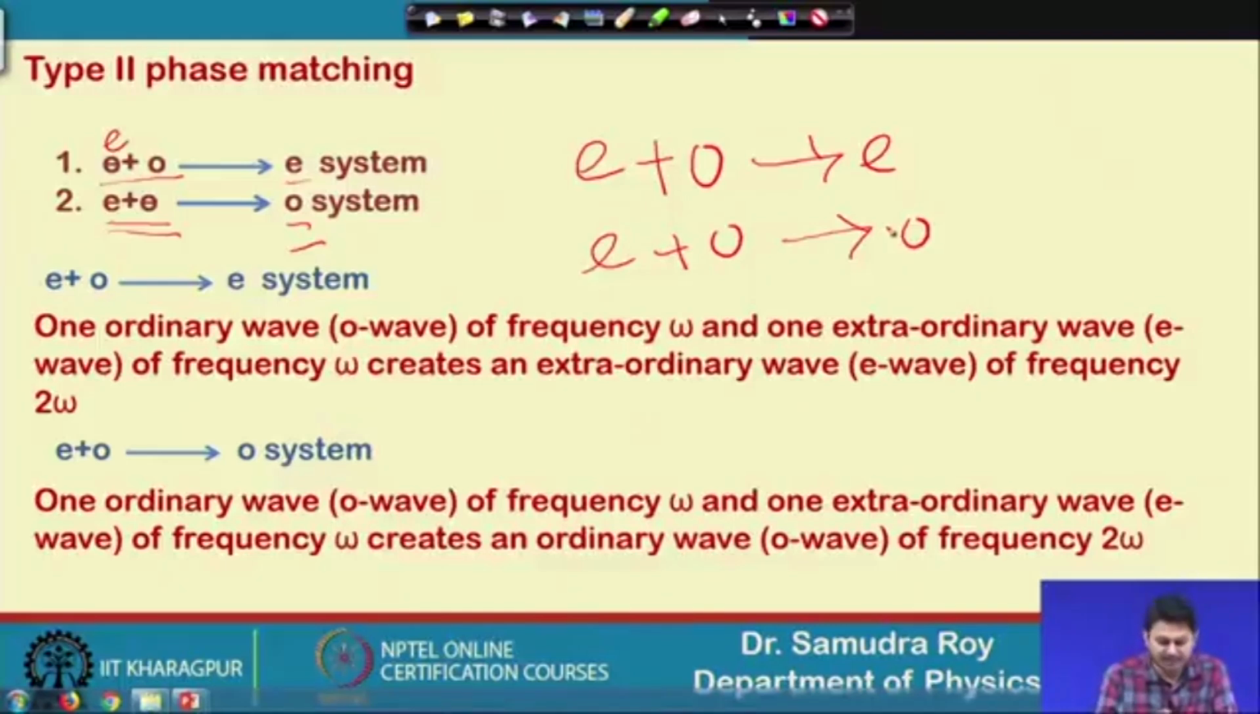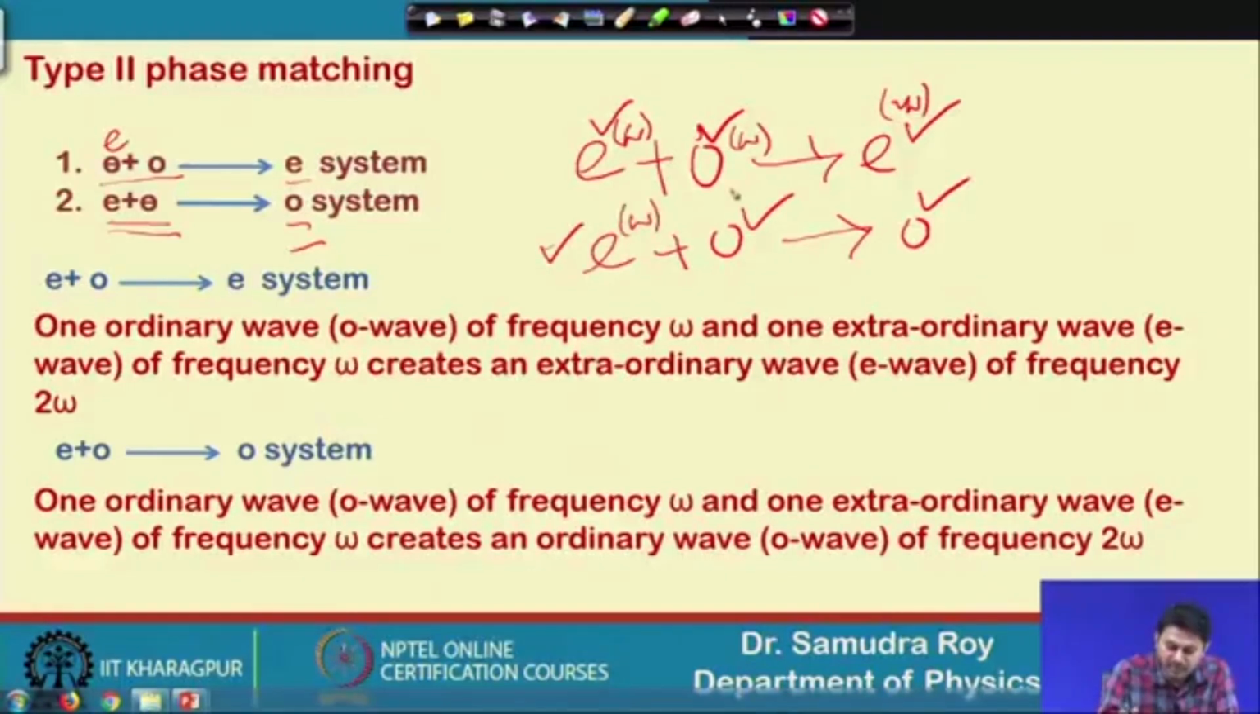So, let us understand what is going on. In this case one ordinary wave and one extraordinary wave create one extraordinary wave. This is one system. One extraordinary wave and one ordinary wave create one ordinary wave. In both cases, this is at omega frequency, this is at omega frequency, this is at 2 omega frequency, and in the other case this is at omega frequency, this is at omega frequency, and this also has 2 omega frequency. So, these two conditions are there.